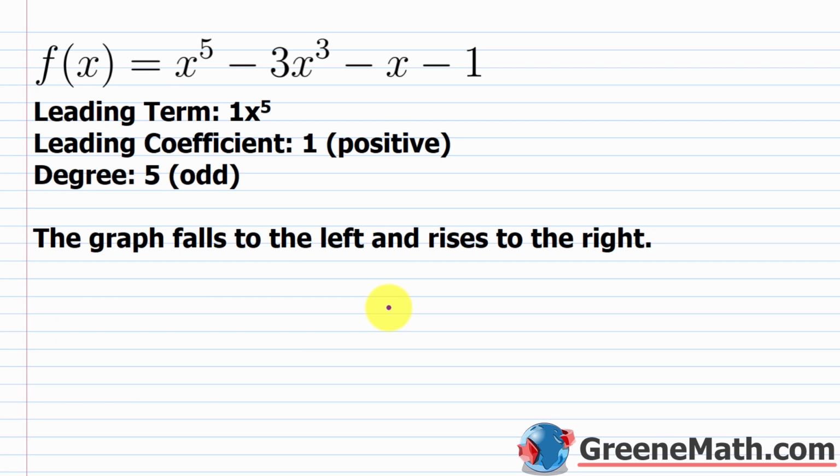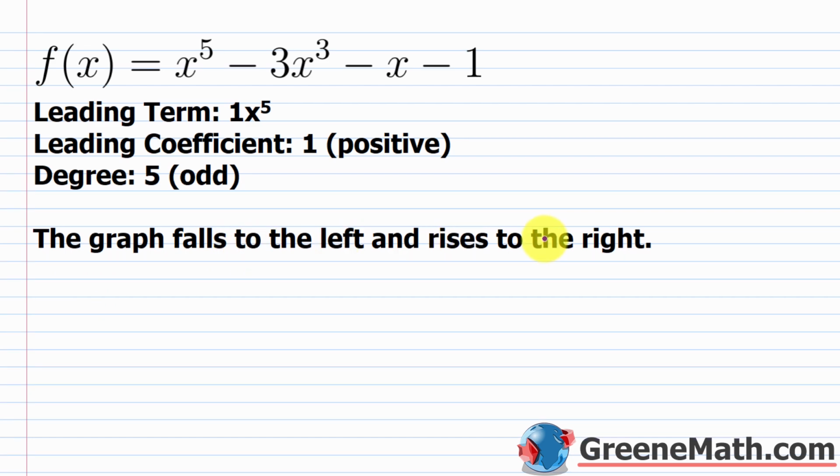All right, so let's look at an example. Here we're given f of x equals x to the 5th power minus 3x cubed minus x minus 1. So if we think about the end behavior of this guy, if we were to graph it, we're going to look at the leading term, which is x to the 5th power, or you could write that as 1x to the 5th power. So the leading coefficient is going to be 1, which is positive, and the degree is 5. So that's going to be odd. So that tells me the graph falls to the left and rises to the right.